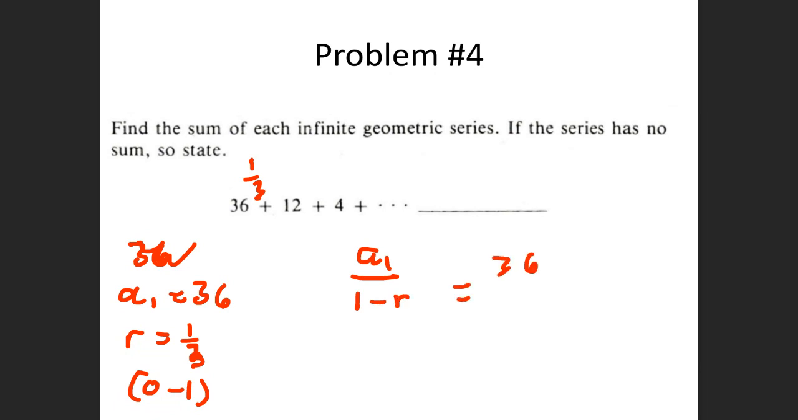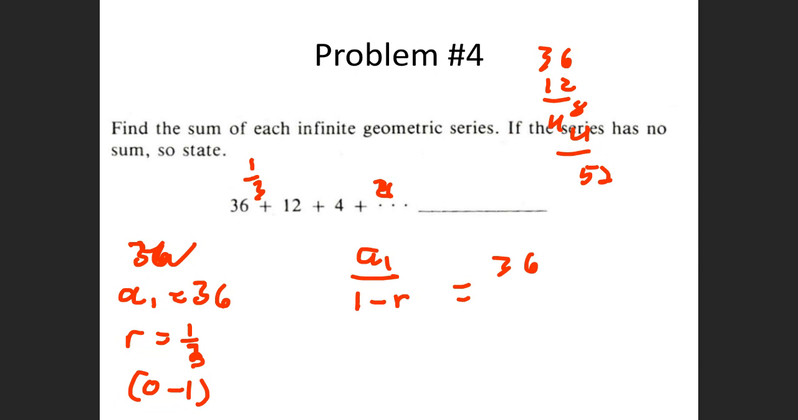Now, could you kind of think of what the answer is going to be about without doing it? 36 plus 12, that's 48, plus 4, that's 52. I'm going to add 4/3 next. So it's going to get really, really small, right? Okay, 54. So it's getting closer.